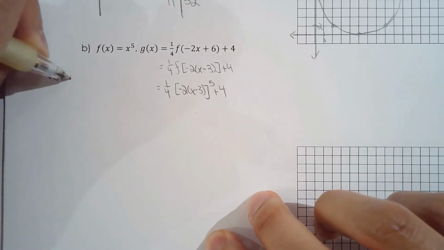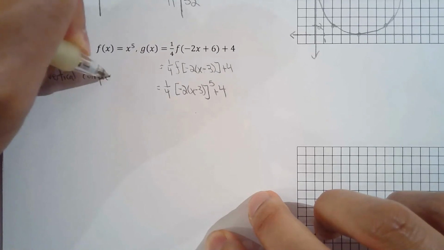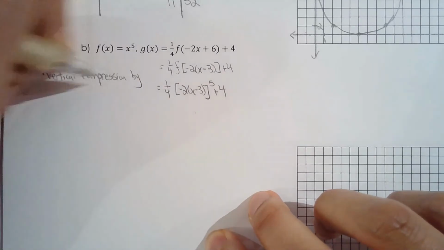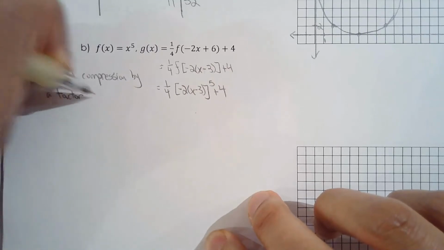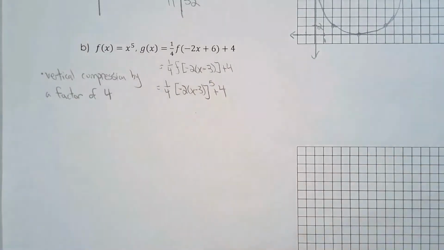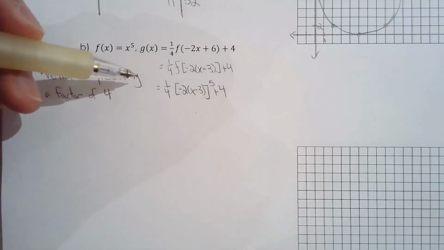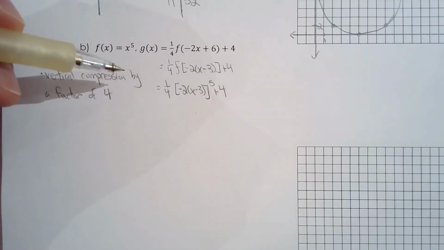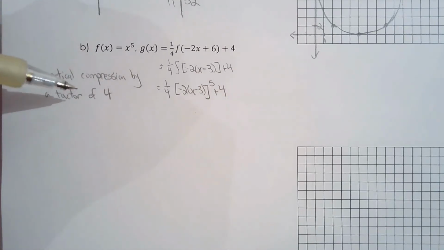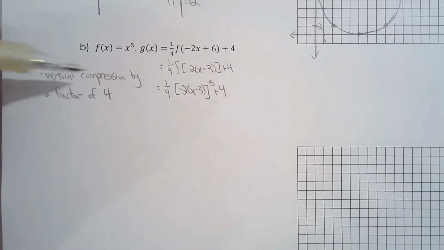Vertical compression by a factor of 4. So the textbook will say vertical compression by a factor of 1/4. But like I said, you're taking the y coordinates and multiplying by 1/4, or you can say dividing the y coordinates by 4. If you're dividing the y coordinates by 4, the language of vertical compression by a factor of 4 makes much more sense than vertical compression by a factor of 1/4.